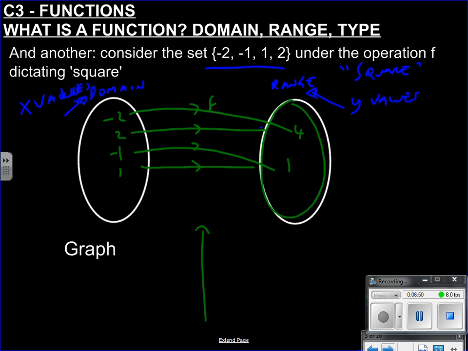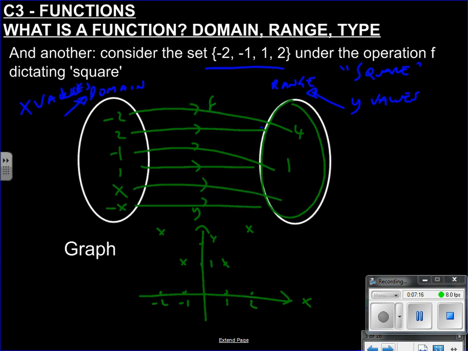If I was to graph this at the moment, here's my domain x, here's my range y. I have -2, -1, 1, and 2. Here's 4 and 1, so cross, cross, cross, cross. And again, I can't join them together because I haven't included every single number in between. So I'll put x and let's say -x for artistic license, and this will produce f of x.